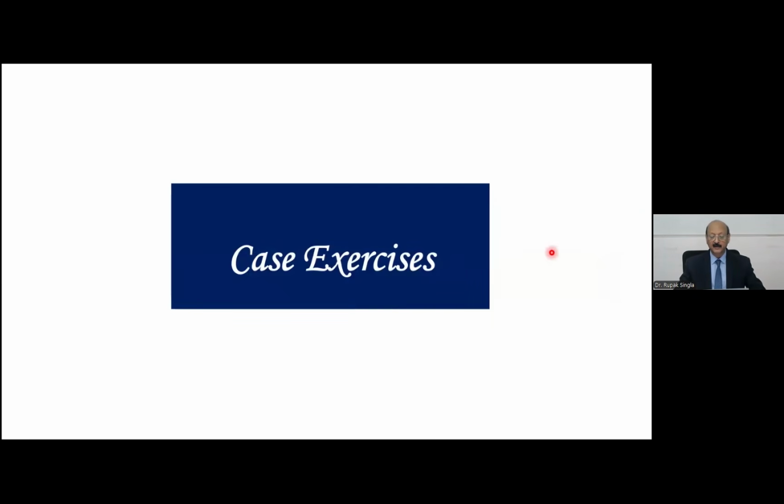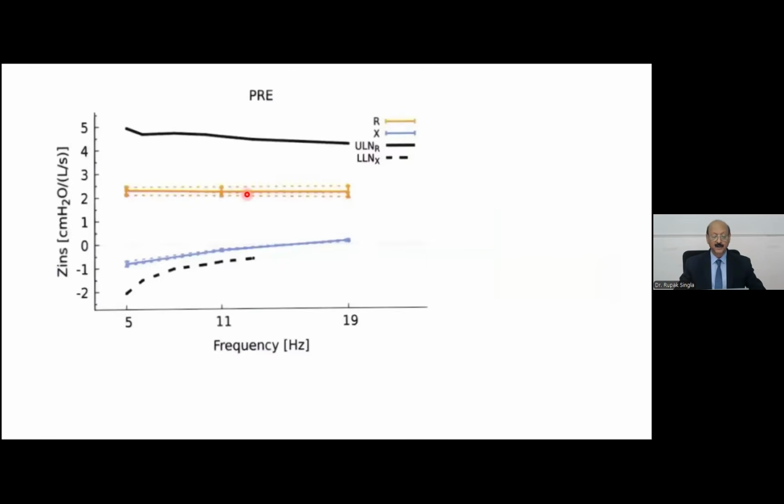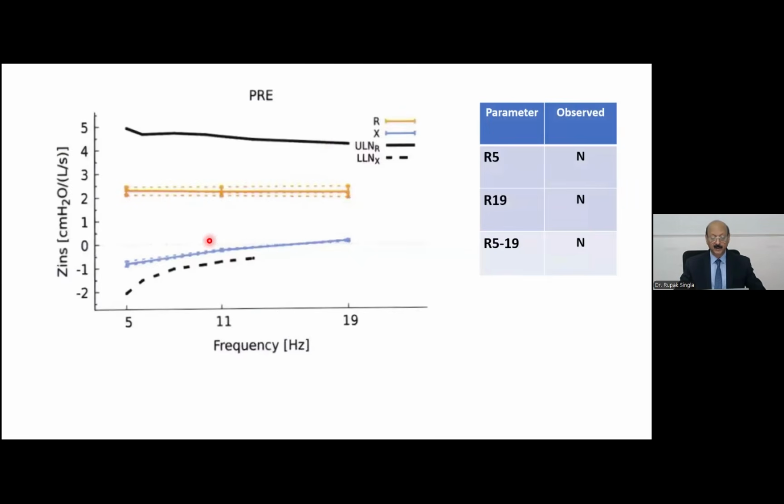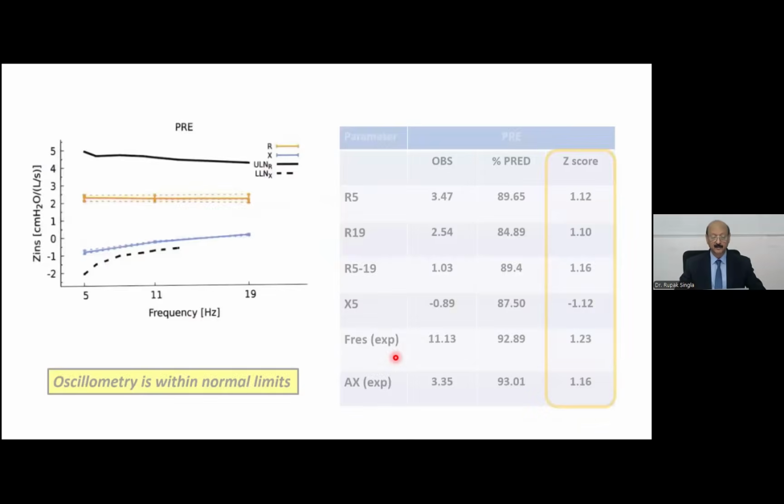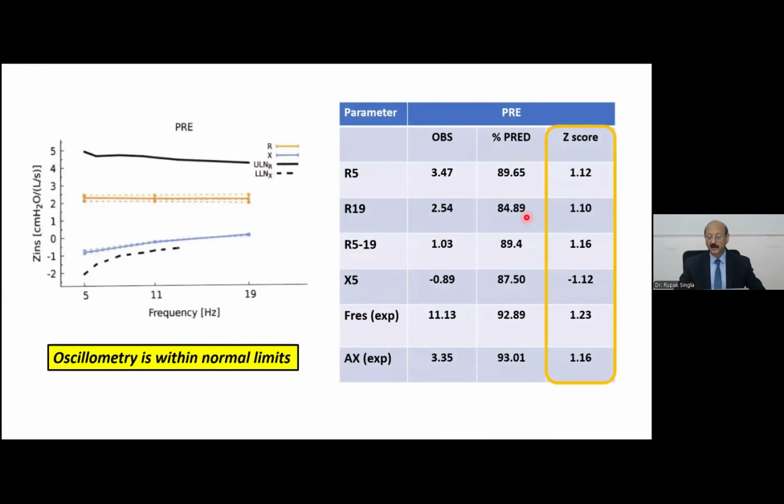Now with this background, let's go down to some case exercises. So in this case, what you are noticing is that R5, R19 both are below this black line, that is, they are normal. And the difference between R5 and R19 is also normal. When you look at the reactance, here also, the reactance line is within the black, that is, again, it is within the normal limit. So both the resistance and reactance are within the normal range. That means it is normal oscillometry. And if you see the values also, as per the Z score, all the values are within 1.645. So that again indicates normal.